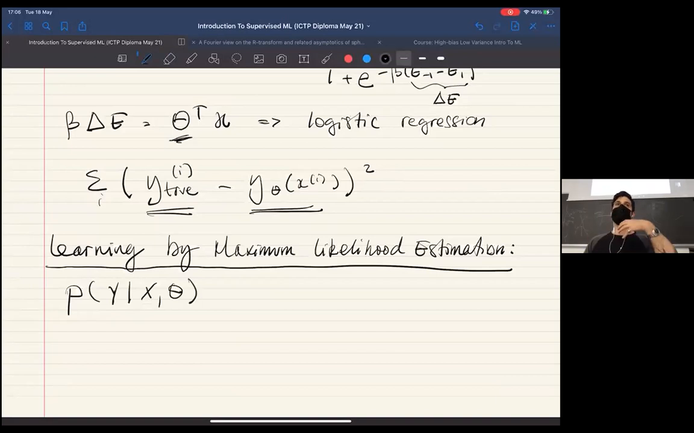You remember in machine learning, we always assume, in any case, that the samples are IID, independent and identically distributed. So whatever likelihood you are considering is always a product over the likelihoods of each point.